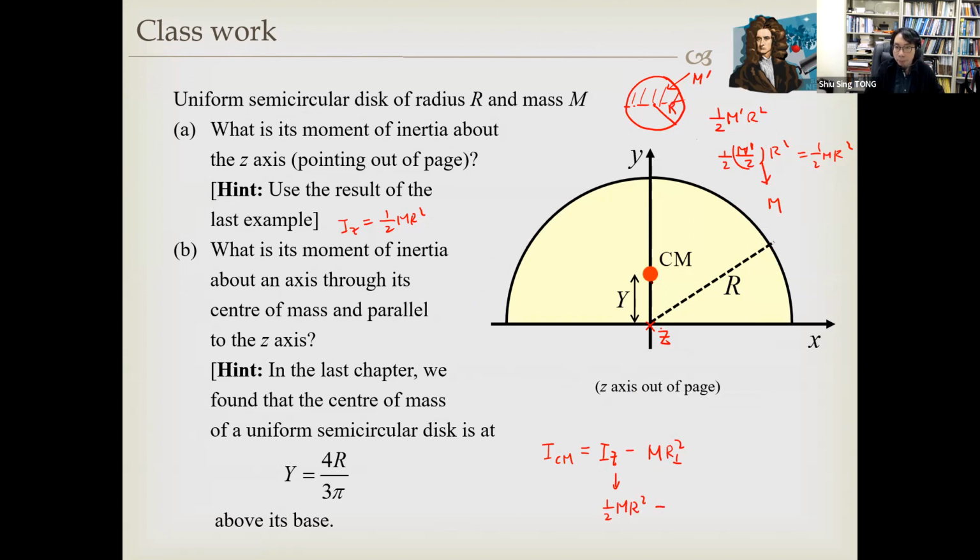Now the perpendicular distance between the two axes is the y bar, where y bar is given by this guy, right? So what does it become? I extract a factor of mr squared out, and it becomes 1 minus the big Y squared divided by R squared, and the big Y squared divided by capital R squared is just 4 over 3 pi squared. So that's my answer. Okay, is that okay?